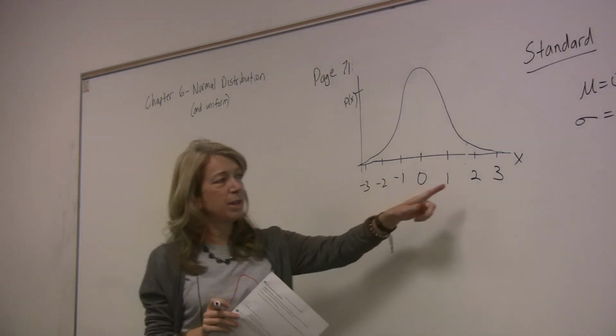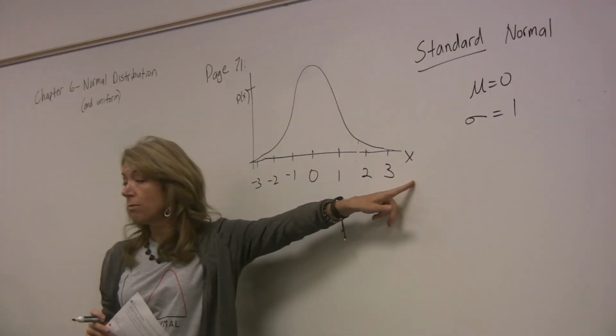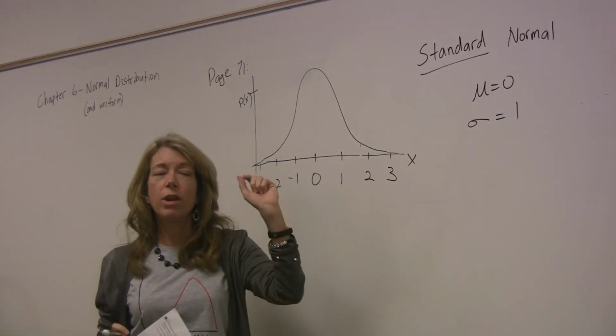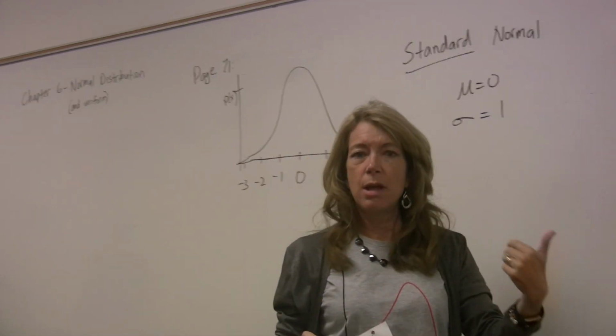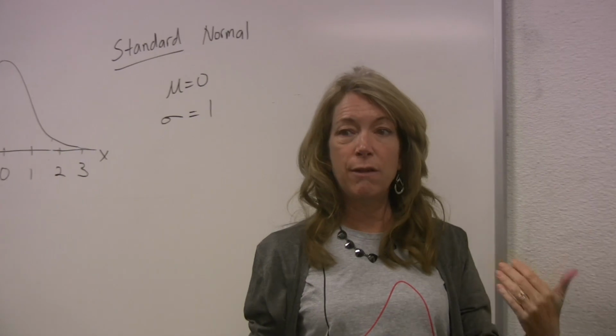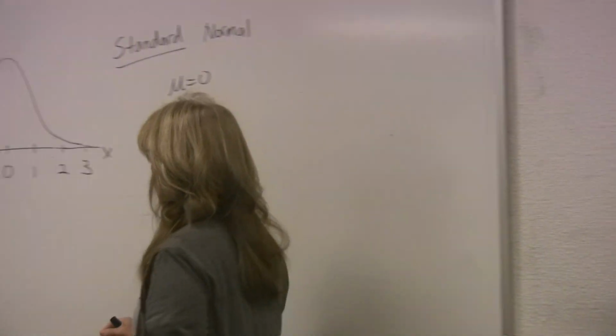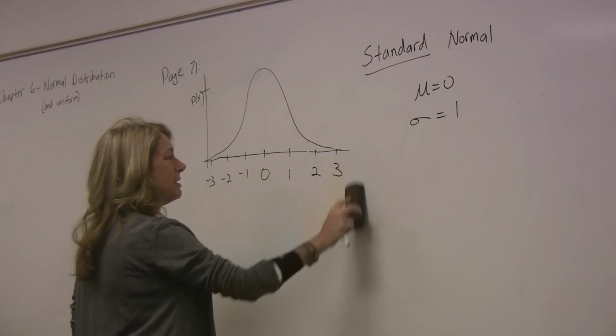Now, see how I labeled this as my x-axis? We called them x's like we did before. When you're working with standard normal, to make sure it's clear that we're referring to standard normals, they actually call this Z.